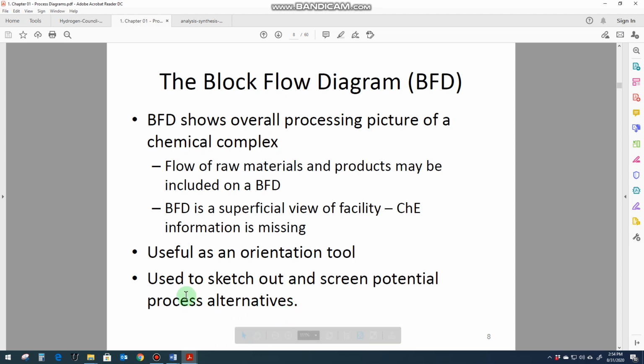And if the block flow diagram represents some good alternatives, then the process flow diagram and the P&IDs can be developed for that process to see the detailed feasibility of the project.